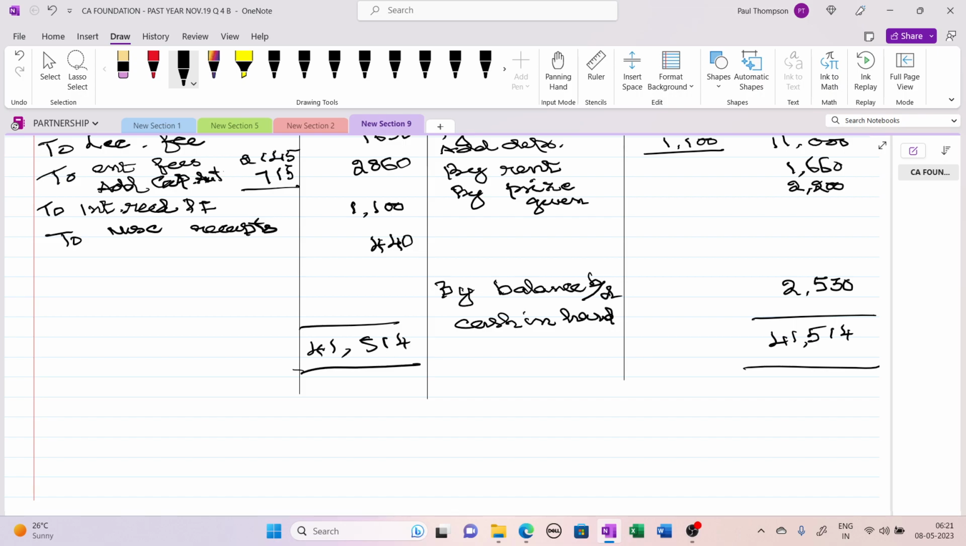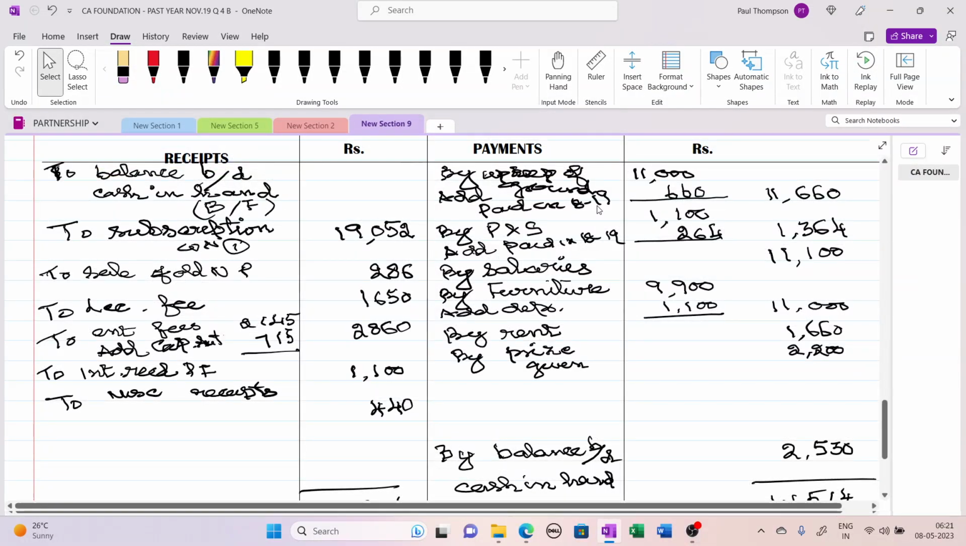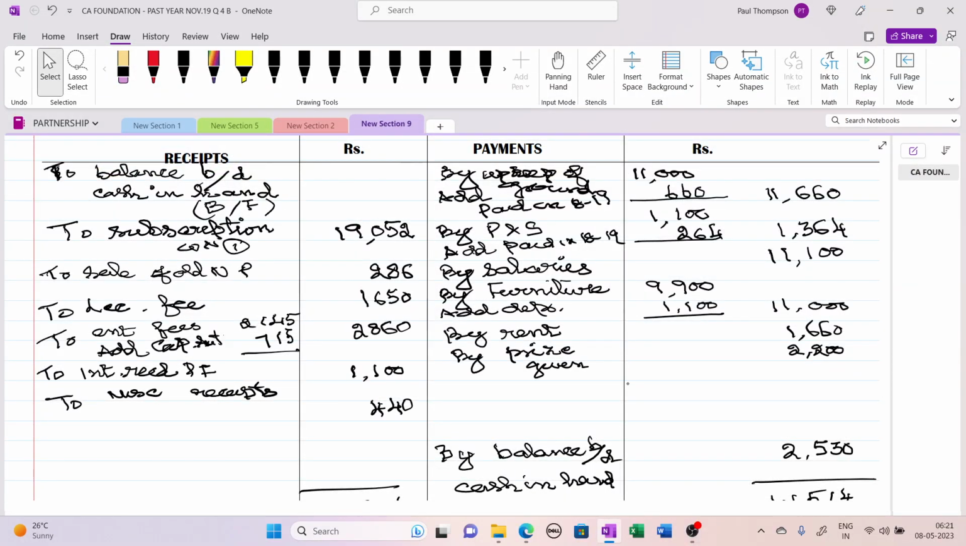So now this total: 19,052, 286, 1650, 2860, 1100, 440. This total comes to 25,388. If you subtract it, you are getting an amount of 16,126. This is the balancing figure. This is your cash in hand.